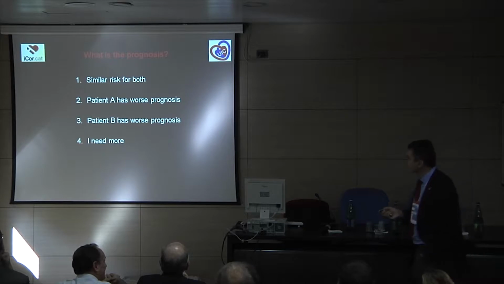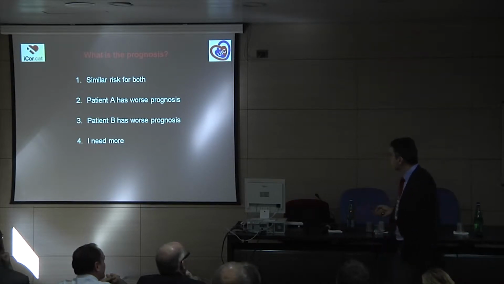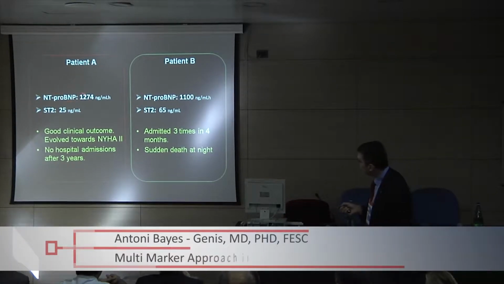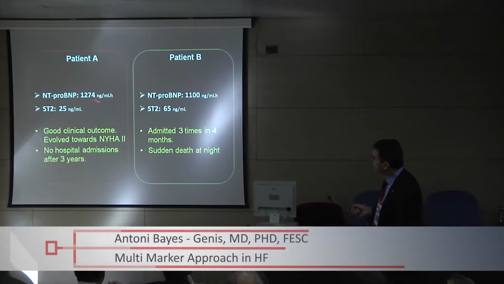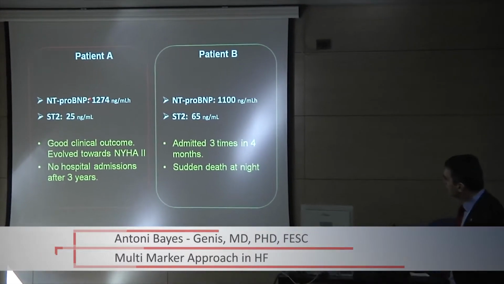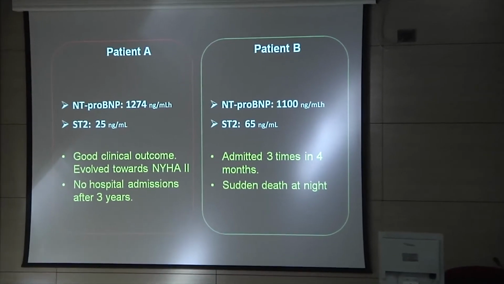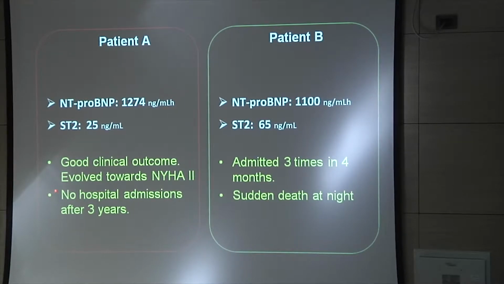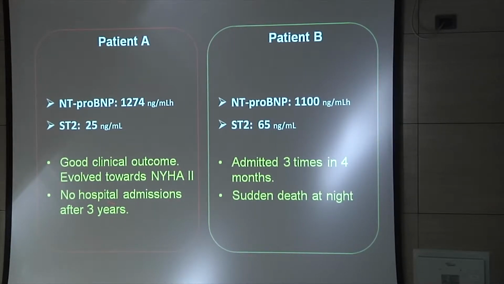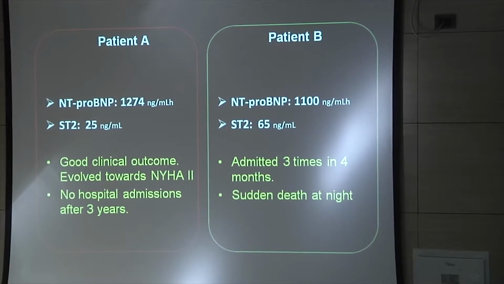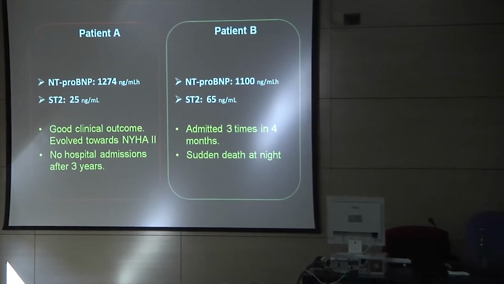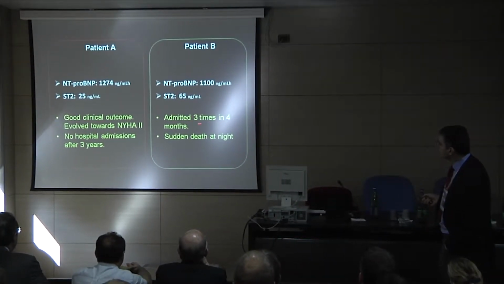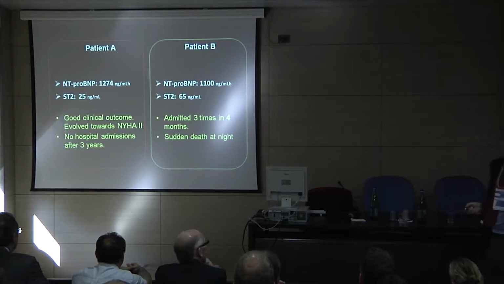Okay. Yes, today we do have more, we do have biomarkers, and we did for these patients NT-proBNP and ST2. NT-proBNP was slightly above what we consider the optimal cut point, which is 1274. The optimal cut point would be 1000. ST2 was 25. This patient had a good clinical outcome. He works, New York Heart Association class 2. After 3 years, no more hospital admissions. ST2 25. The other patient, similar NT-proBNP, ST2 65, admitted 3 times in 4 months, sudden death at night.